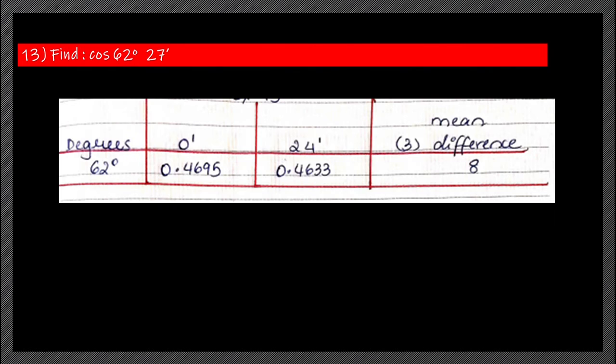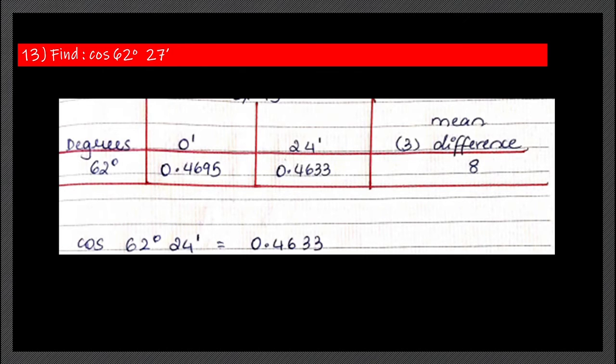Next question. The cos value of this. Degrees are given as 62 degrees, and then 27 minutes they are expecting, but closer to that we have 24 minutes. So the corresponding value for 62 degrees 24 minutes is 0.4630, and 3 minutes should be added. So let's check the mean difference column. When we correspond the value for 3 minutes, we will get 0.0008. Same thing I have written over here.